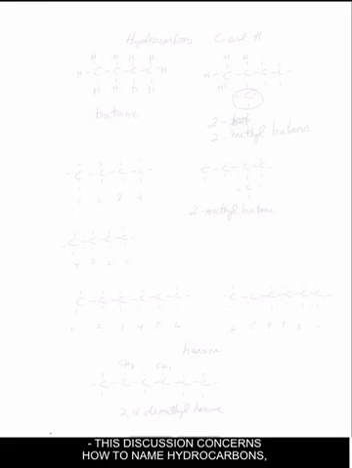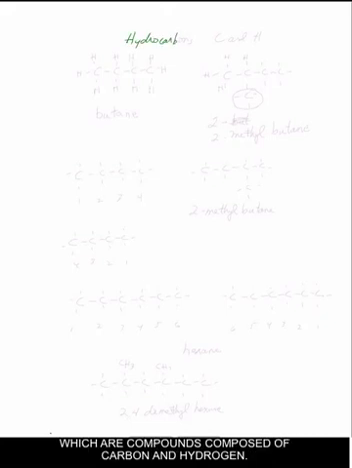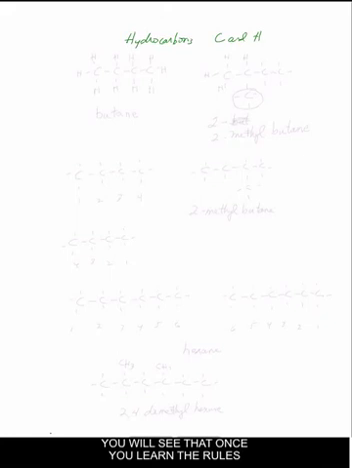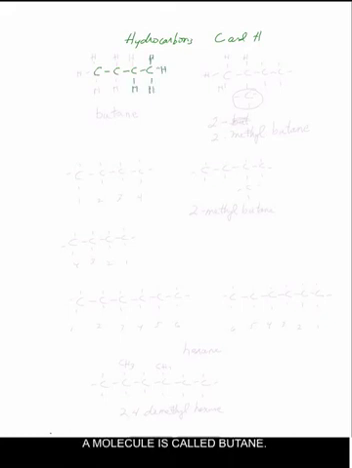This discussion concerns how to name hydrocarbons, which are compounds composed of carbon and hydrogen. You will see that once you learn the rules for naming hydrocarbons, then naming other kinds of organic compounds will seem relatively straightforward. There are several ideas here. Firstly, remember we have certain names for hydrocarbon chains that are unique to the hydrocarbons. For example, remember having 4 carbons in a line with hydrogens at every position. That molecule is called butane.